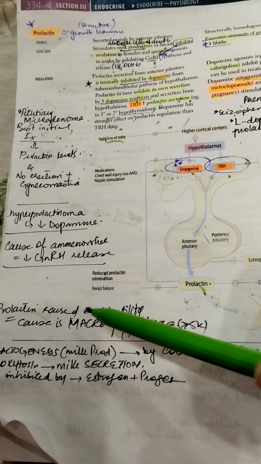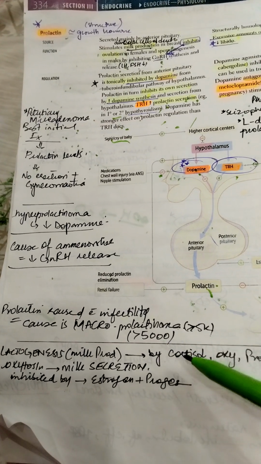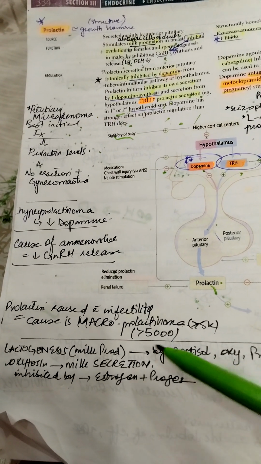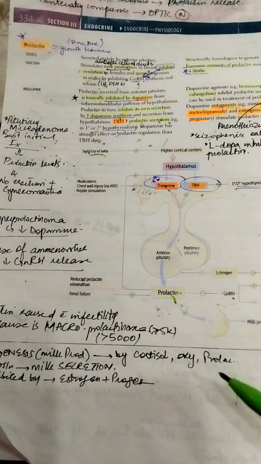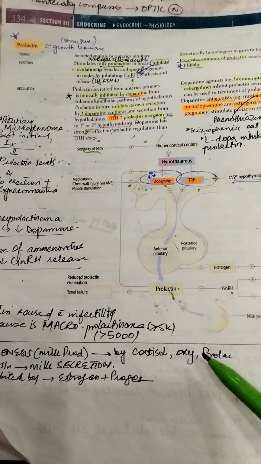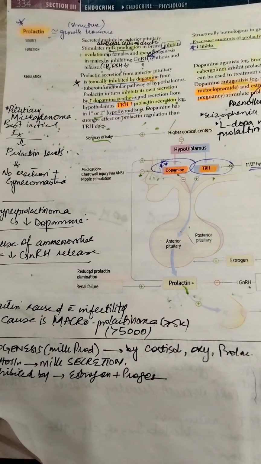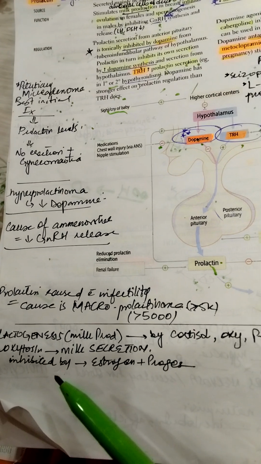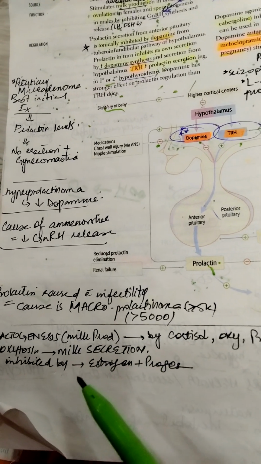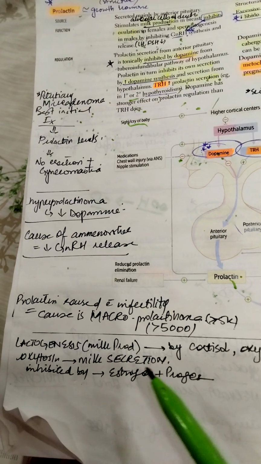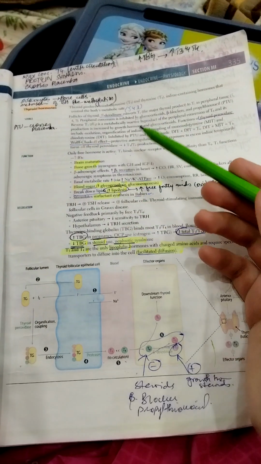And when there is a macro, a bigger one, not micro, the levels would be raised. Prolactin levels will be more than 5,000, then it will be a macroadenoma. Lactogenesis, that is milk production, in this CPSP FCPS Part 1 MCQ pool, is caused by cortisol, oxytocin and prolactin, these three hormones, right? Oxytocin causes milk secretion, the letdown reflex. And prolactin is also inhibited by obviously estrogen and progesterone.